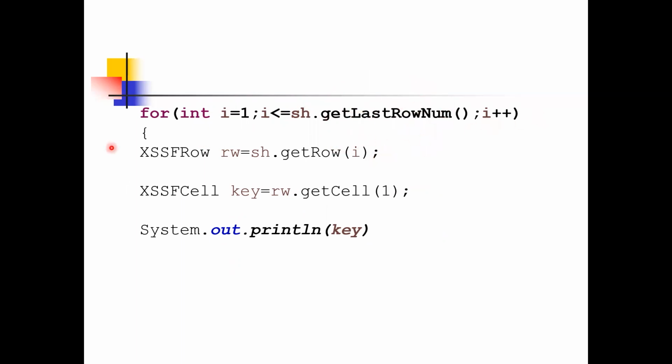Now, first of all, you have to deal with the row. For that, XSSFRow, give some initial, row equals sh.getRow. And the row here is the variable i. i means if i is 1, you will deal with row 1.